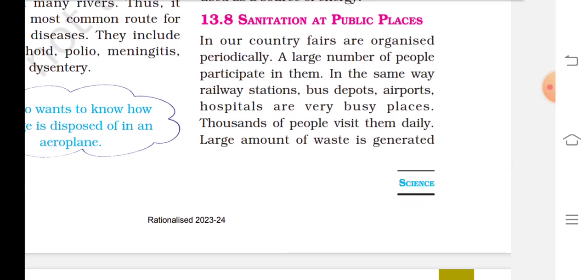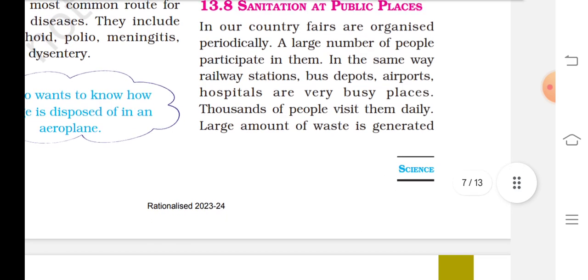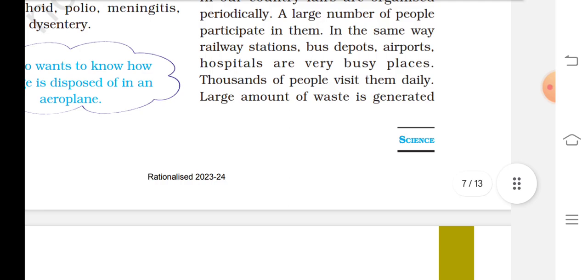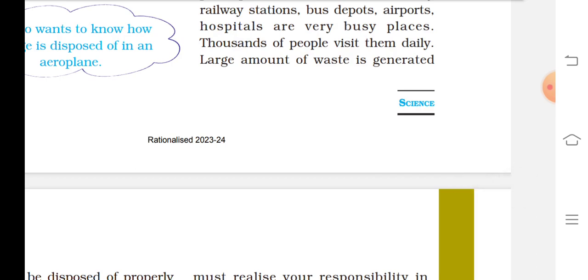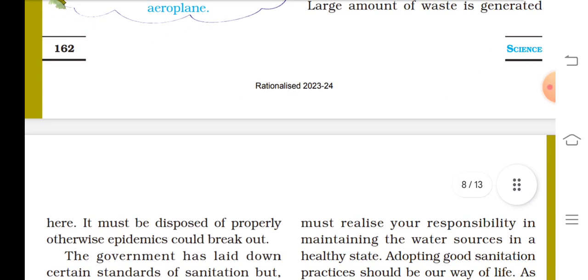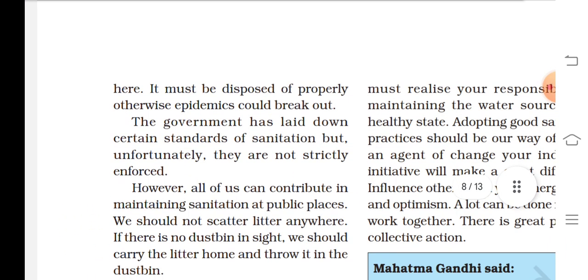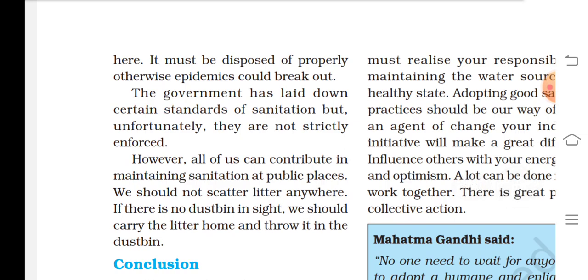Sanitation in public places. In our country, where fairs are organized periodically, a large number of people participate in them. Railway stations, bus depots, airports, and hospitals are very busy places. Thousands of people visit them daily. A large amount of waste is generated. It must be disposed of properly, otherwise epidemics could break out.